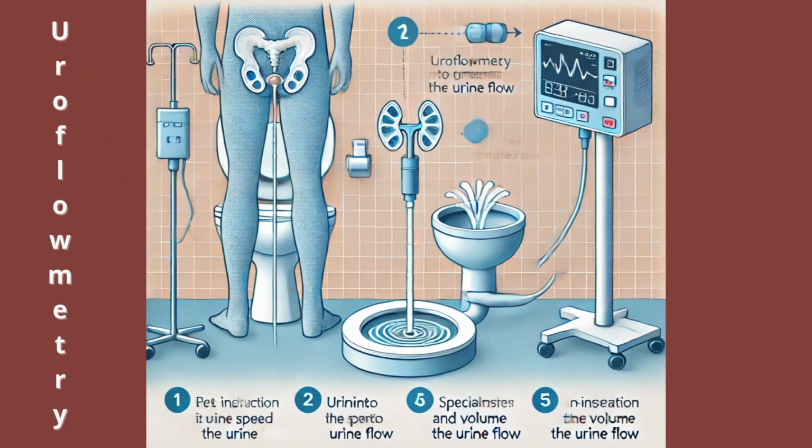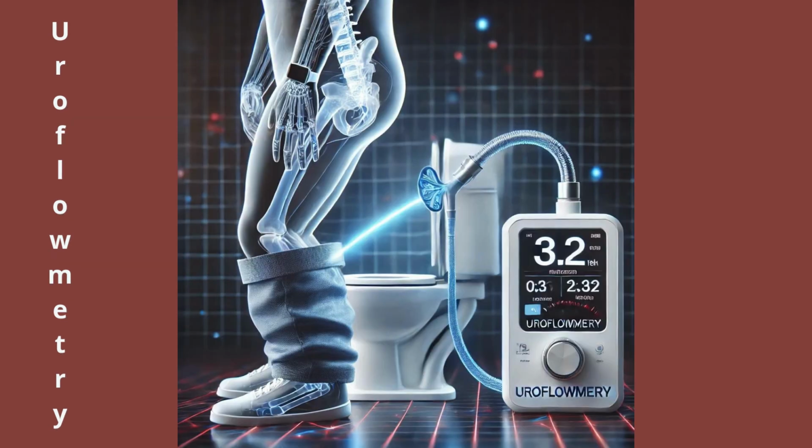Uroflowmetry is a diagnostic test that measures the flow rate of urine to assess possible urinary obstructions and evaluate bladder function. It helps determine the severity of conditions like BPH or bladder outlet obstruction. By measuring the volume and speed of urine flow, it identifies issues such as weak urine stream or difficulty urinating, and can detect obstructions affecting the normal flow of urine, helping to evaluate bladder and sphincter muscle function.